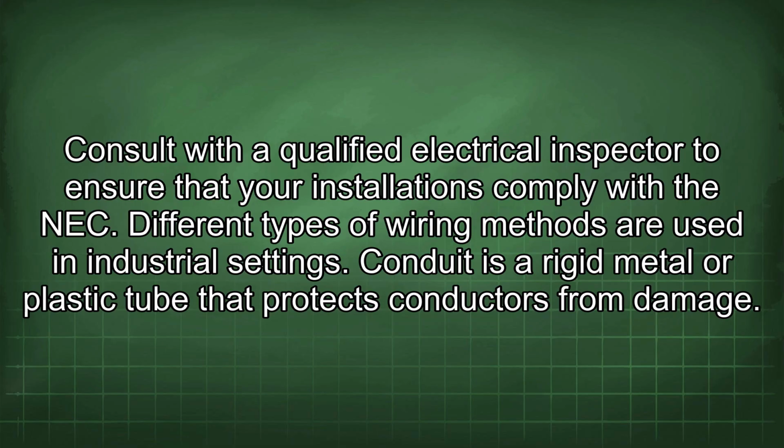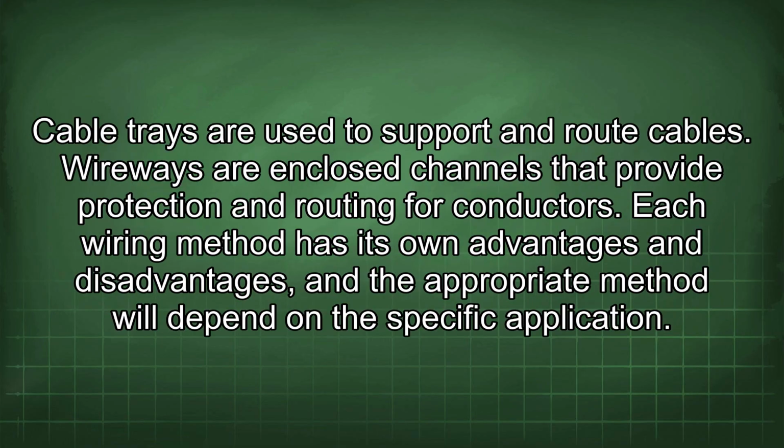Different types of wiring methods are used in industrial settings. Conduit is a rigid metal or plastic tube that protects conductors from damage. Cable trays are used to support and route cables. Wireways are enclosed channels that provide protection and routing for conductors. Each wiring method has its own advantages and disadvantages, and the appropriate method will depend on the specific application.